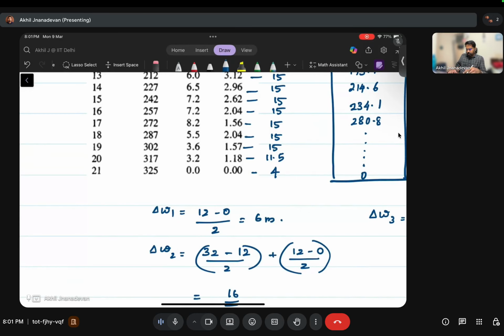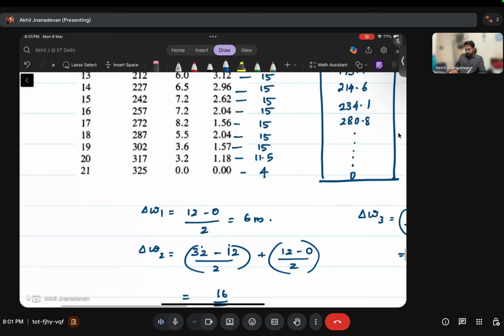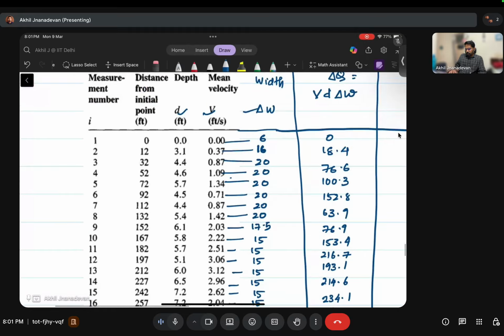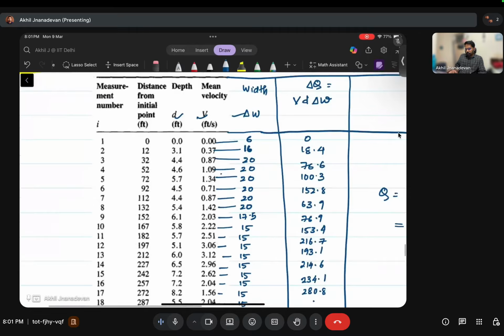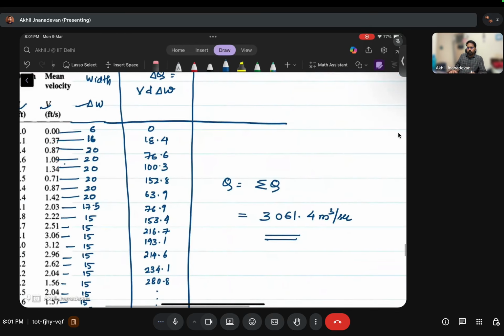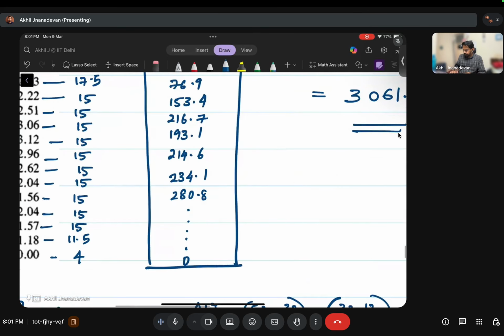If it has both sides, it will be Wi plus 1 minus Wi by 2 plus Wi minus Wi minus 1 by 2, right? That is the way we need to find the delta W's for each of the sections, and then we can multiply it with velocity and depth to get the elemental discharges. And if you add them, we will get the total discharge.